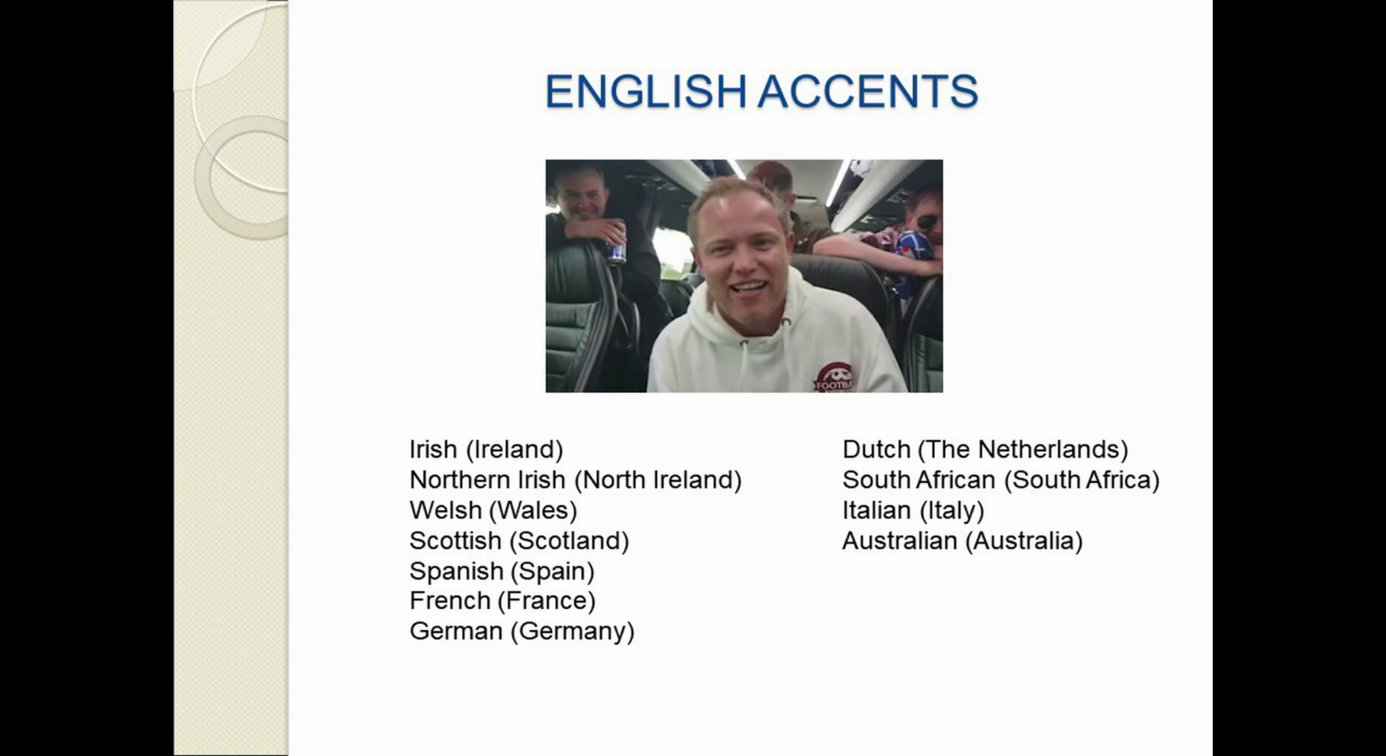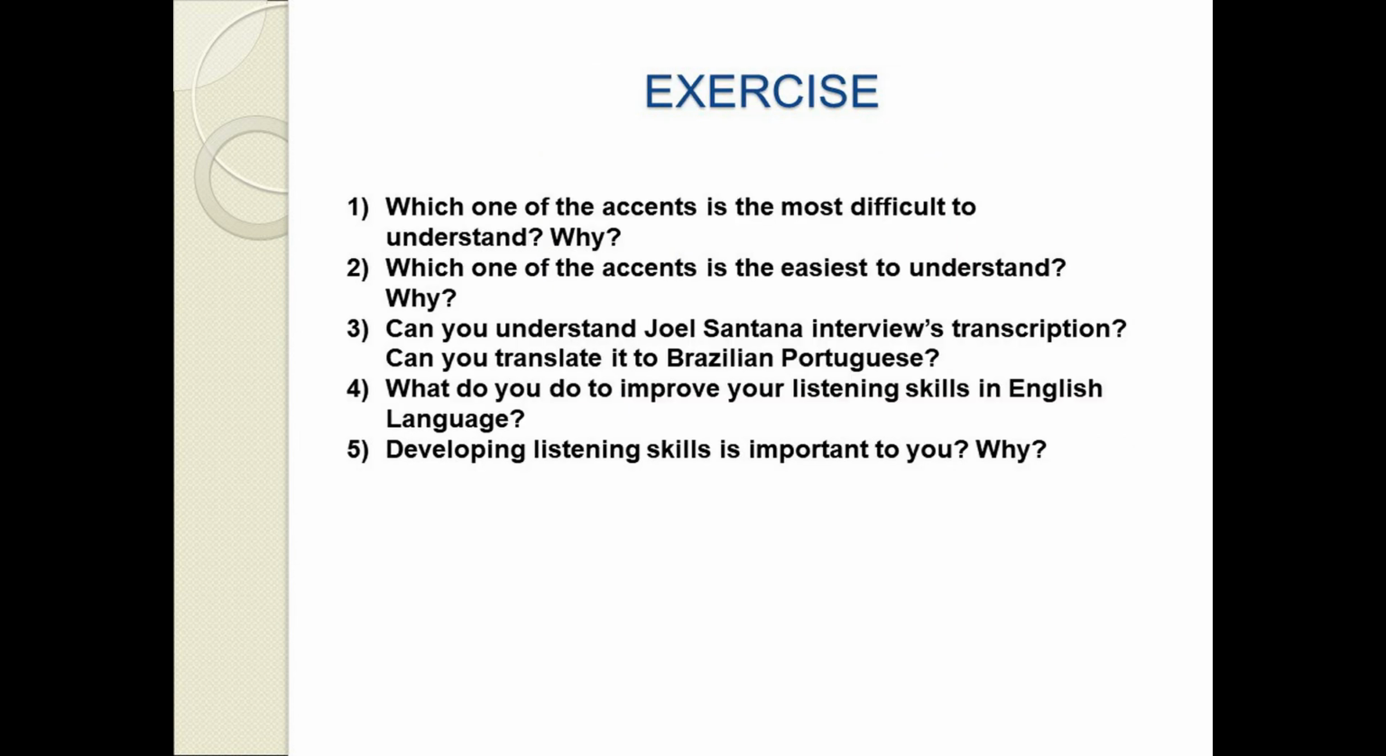but actually Holland is a province of the Netherlands. So the right name of the country is the Netherlands, right? South African, South Africa, Italian, Italy, and Australian, Australia, right? And in closing, there's some exercise for you. You can do it, you can write it down, you can record. We have some questions here.